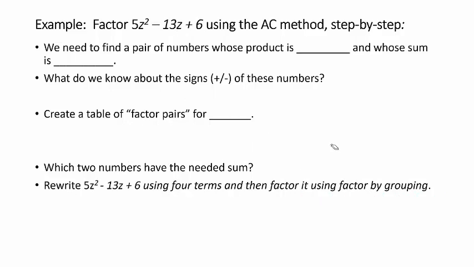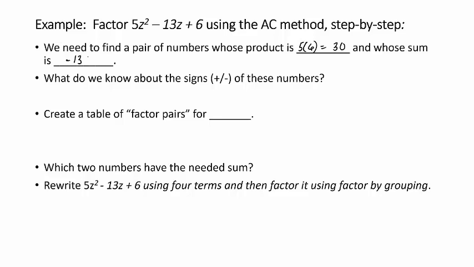So in this example, we're going to factor 5z squared minus 13z plus 6 using the AC method step by step. So we need to find a pair of numbers whose product is 5 times 6, right? That's a times c. So 5 times 6 is 30. And whose sum is, what's the middle term? Negative 13, right? Coefficient on the z in the middle there. Okay, so we're looking for two numbers that multiply to give us 30 and add to give us negative 13.